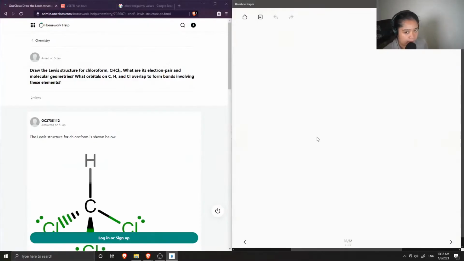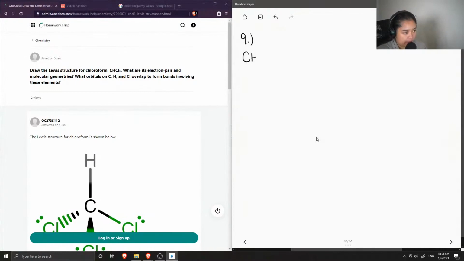Okay, so question number 9 is to draw the Lewis structure for chloroform, CHCl₃. What are its electron pair and molecular geometries? What orbitals on carbon, hydrogen, and chlorine overlap to form bonds involving these elements?